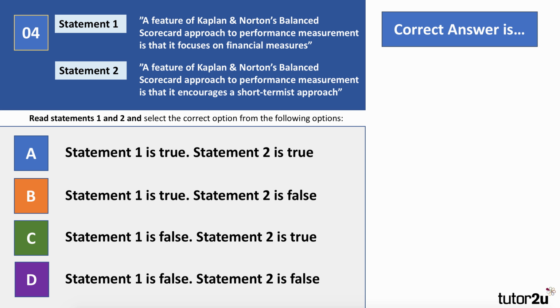So with these questions, the trick is not to think about A, B, C and D, but to systematically work through the 2 statements and make your selection. Well, the answer is D. They're both false.